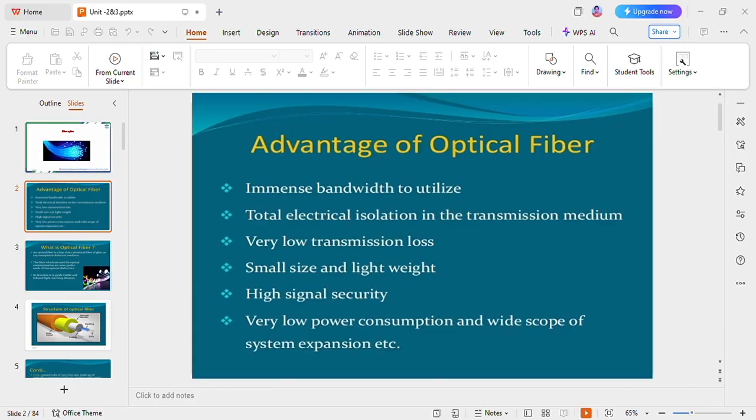Now we will see the classification of fiber in detail. In material-based classification, we have two categories: plastic fiber and glass fiber. A mixture of metal oxides and silica glasses is generally used to manufacture the fibers. It is ultra pure and ultra transparent. Glass fiber optic cables have low attenuation and come at a higher cost. So we use a combination. Suppose you take a core of silicon dioxide and the cladding is also silicon dioxide, which has a lower refractive index.